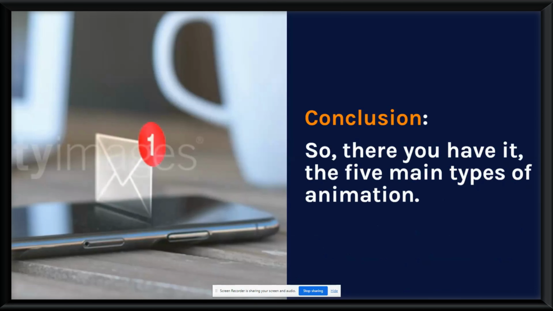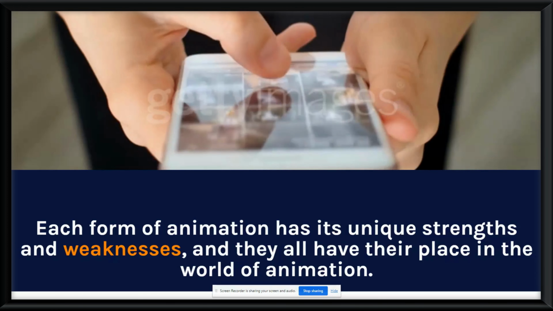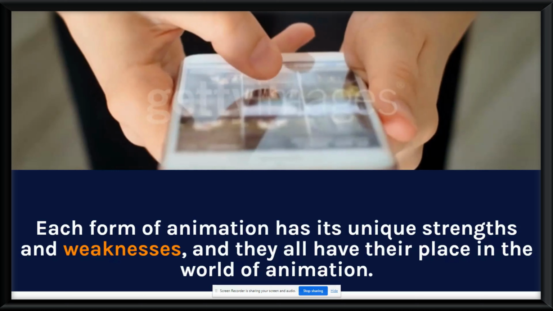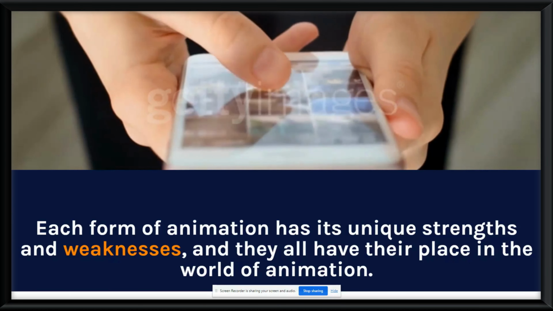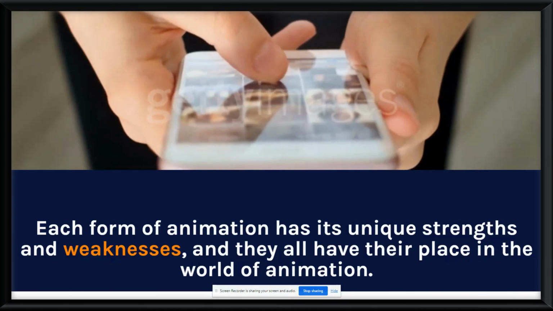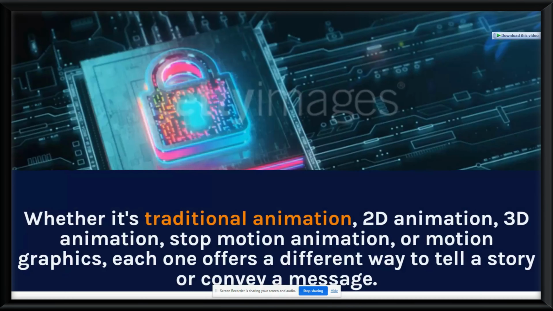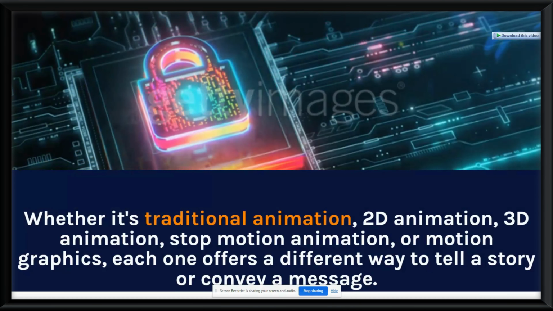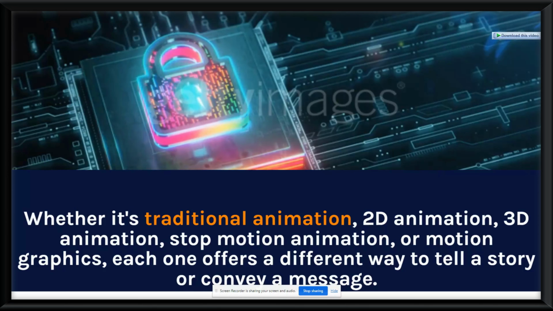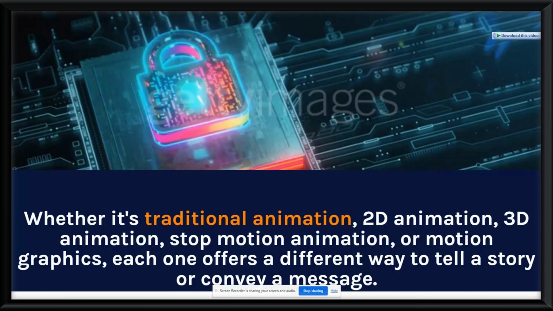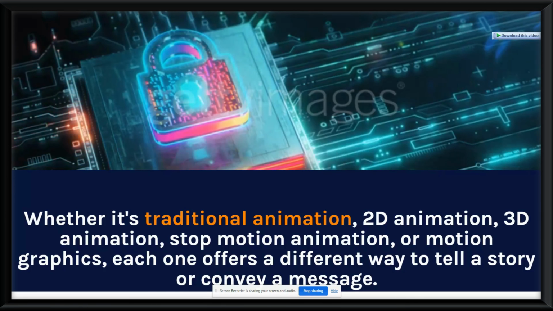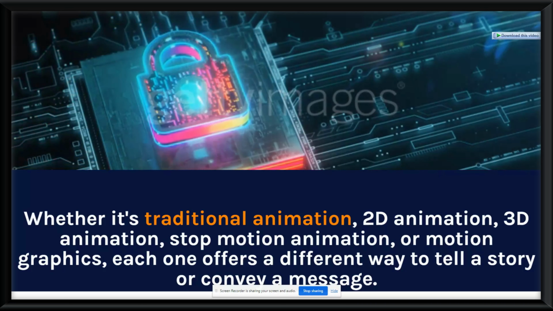Conclusion. So, there you have it, the 5 main types of animation. Each form of animation has its unique strengths and weaknesses, and they all have their place in the world of animation. Whether it's traditional animation, 2D animation, 3D animation, stop-motion animation, or motion graphics, each one offers a different way to tell a story or convey a message.